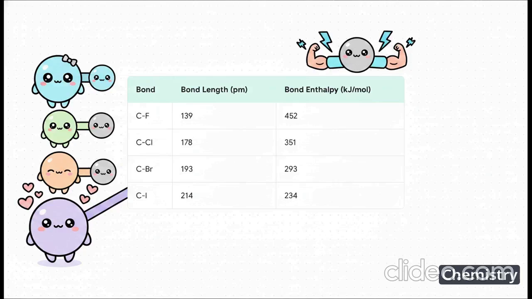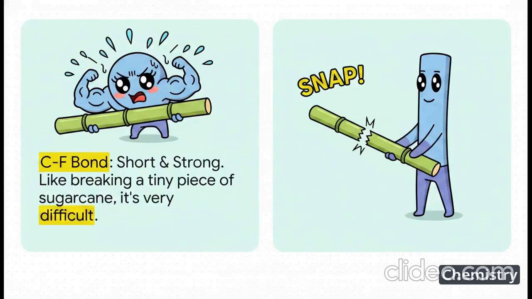And look what happens to the bond enthalpy. That's just the energy you need to break the bond. It goes down and down and down. The longer the bond, the easier it is to break. And this is just a brilliant way to picture it. Trying to break that short, tight carbon-fluorine bond, it's like trying to snap a tiny, stubby piece of sugarcane. It's incredibly tough. But that long, stretched-out carbon-iodine bond, well, that's like a long piece of sugarcane. It just snaps so much more easily. This fundamental difference in bond strength is absolutely key to understanding why these compounds react the way they do.